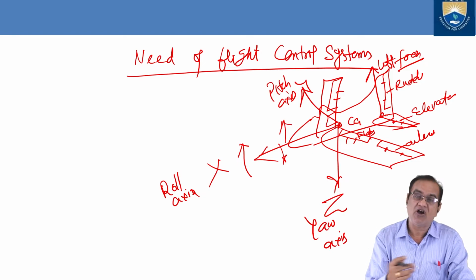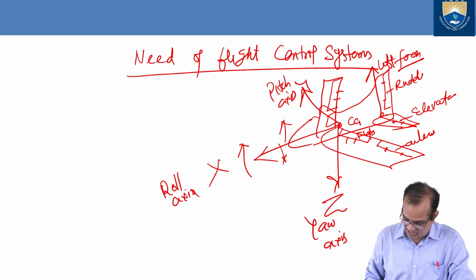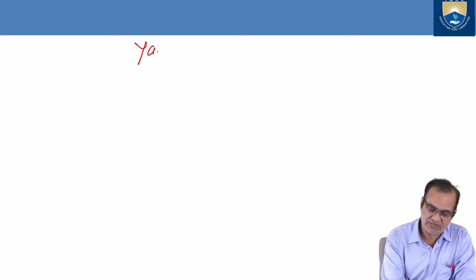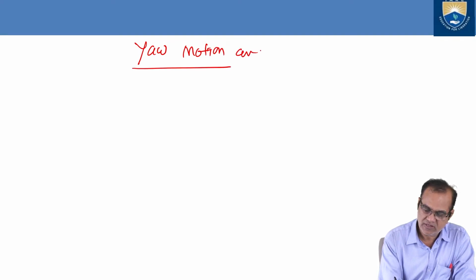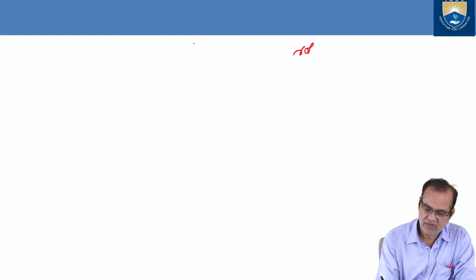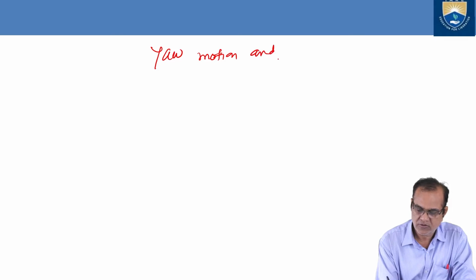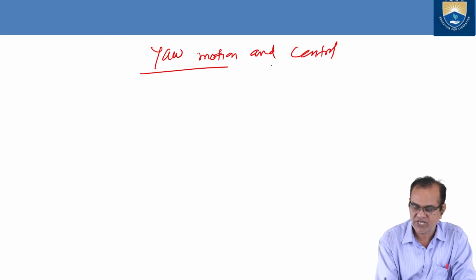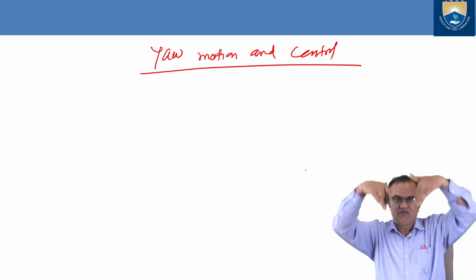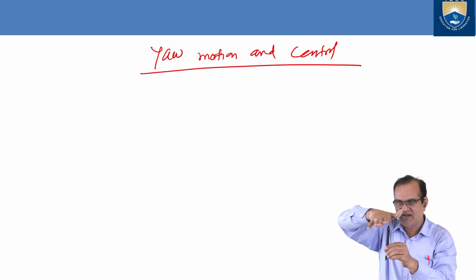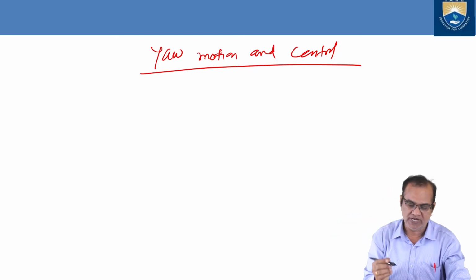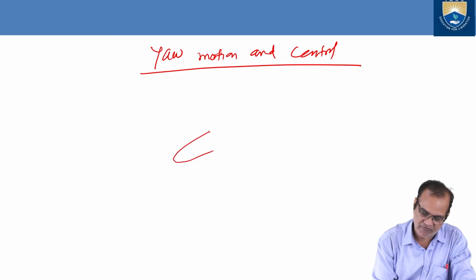Now if I want to make yaw, I will show the yaw motion. Yaw motion and control. Okay, how is this yaw motion done? Yaw motion means motion with respect to the z axis, the vertical axis, where your aircraft's nose is going left and right. So how is it happening? It is happening with the help of the rudder.